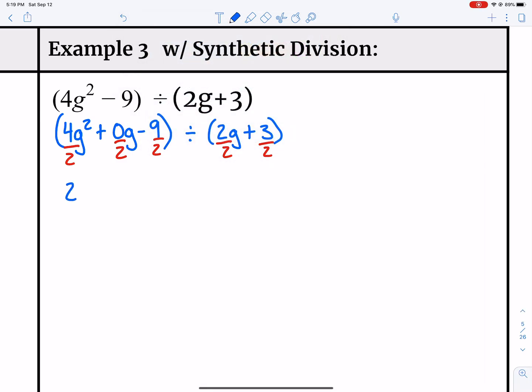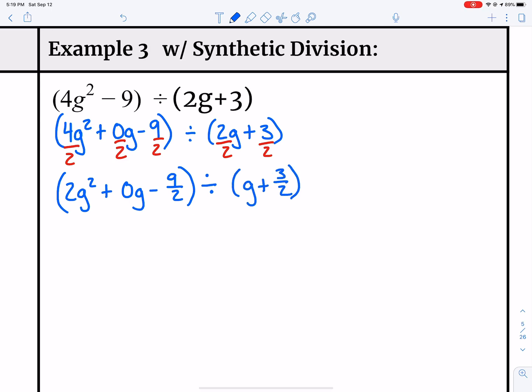So let's bring down what we have after we divide by 2. We would have 4 divided by 2, which is 2g squared. 0 divided by 2 is still 0. And just leave the fractions, because you saw in that last example that they work out in the end to have a common denominator. It's divided by g plus 3 halves now.